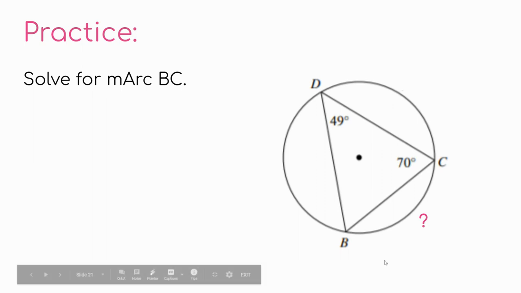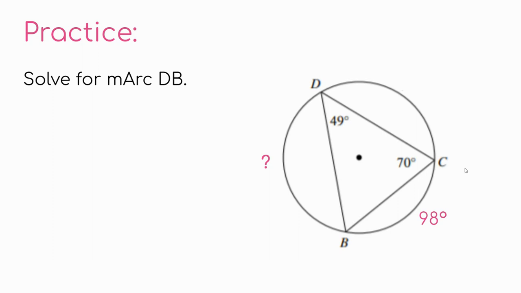So there is a lot going on, but you should have noticed that arc BC is created by this angle, BDC. That's an inscribed angle. Inscribed angles are half of the arc. So you want to multiply this 49 times 2, you get 98 degrees.